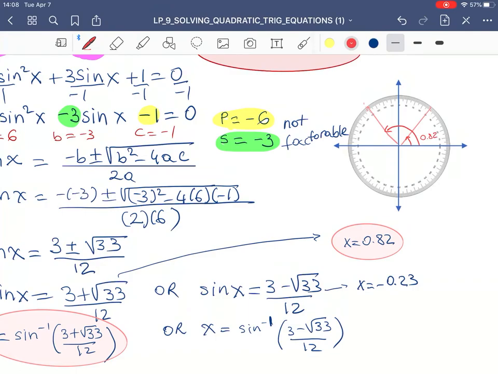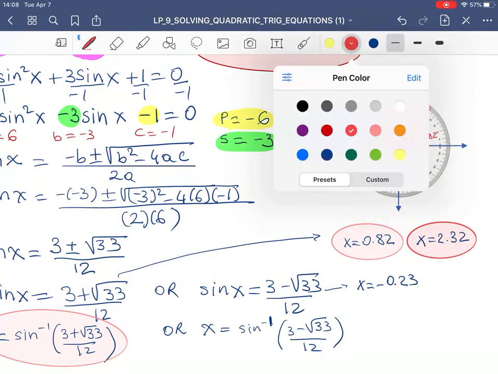So 0.82 radians. And the other one would be 3.14 take away that 0.82, right? And 3.14 take away 0.82 would equal 2.32. So I'm going to state both solutions in here. So x equals 2.32 radians. So two solutions that we got from this equation.